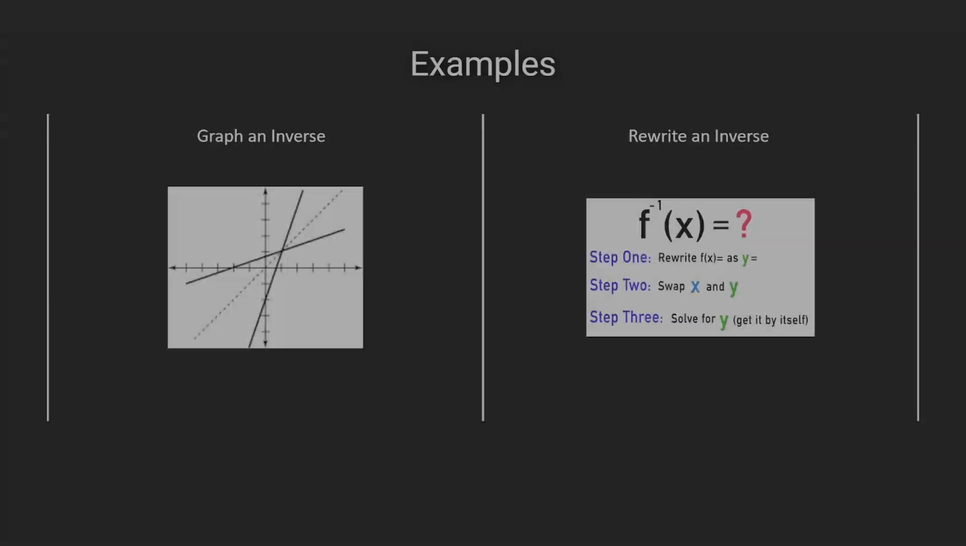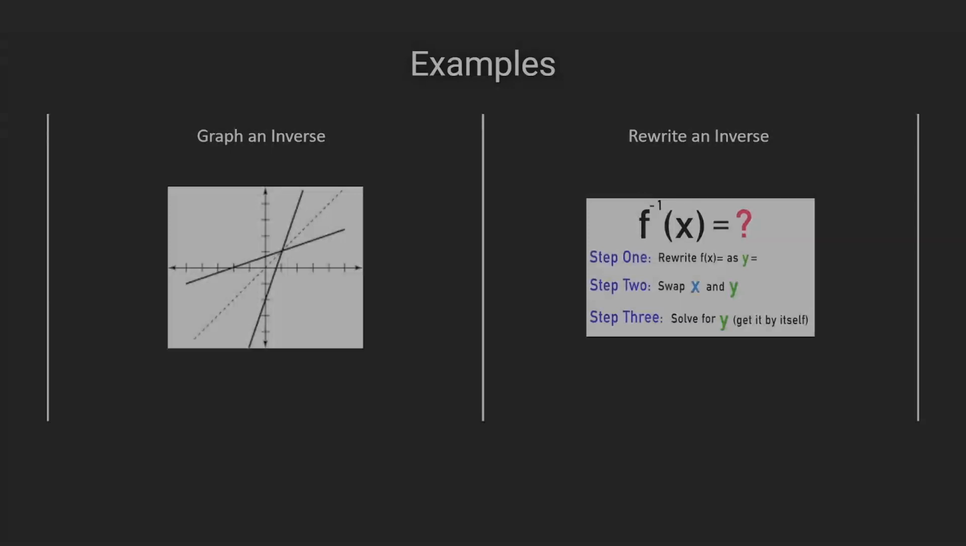So first, you may be asked to graph an inverse, and in that case, you just need to mirror it over the linear parent function, right? Where y equals x. So in the parent linear function where y equals x, if we input 1, we're going to get 1. If we input 2, we're going to get a 2. So the gradient is just going to be 1.